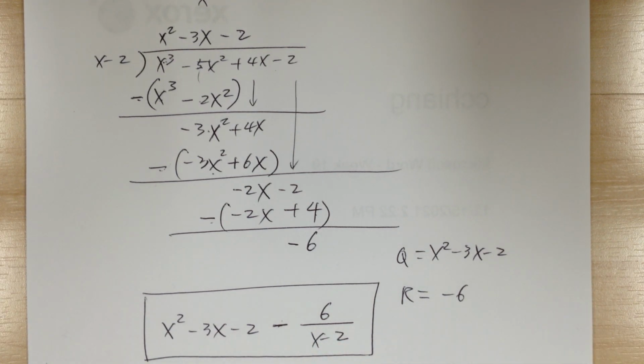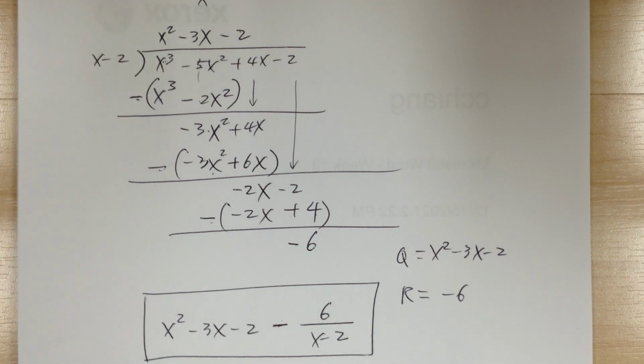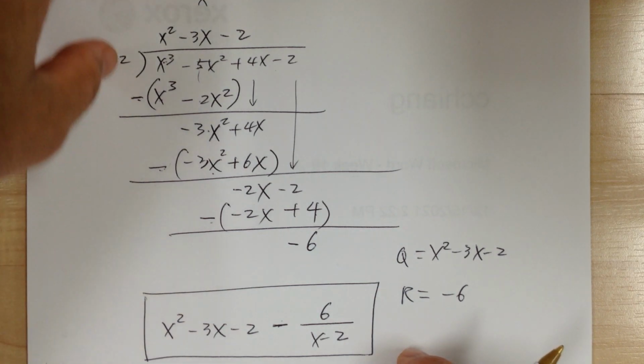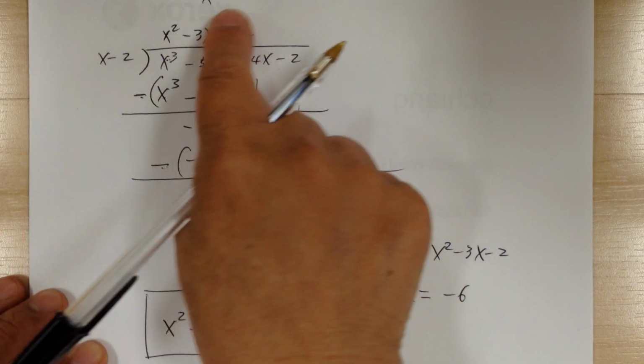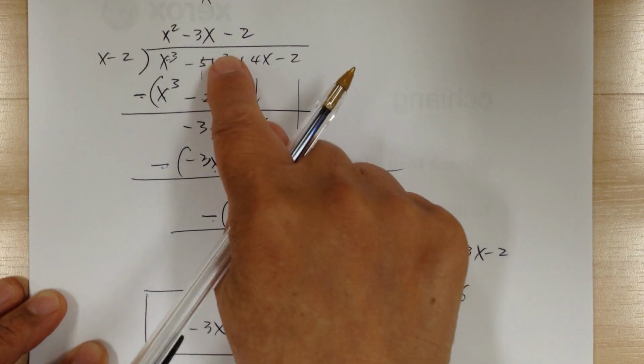And in the book, it asks you to check. We're not going to do the checking. If you want to, you can do it yourself. You just multiply this and you add this, and you get that. Okay, let's go to example 2.